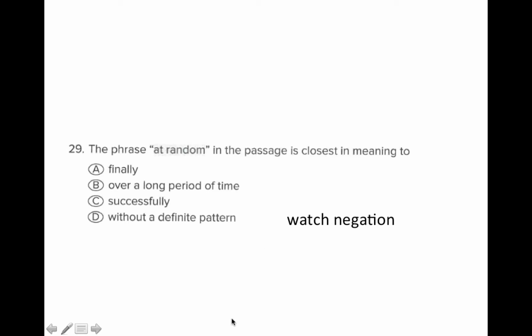So with answer choices that suddenly use the negation form and are singularly negated, that can be a signal that that is the correct answer. Something to look for is that one answer choice that has a negation. Something about that should maybe stand out to you. So in this case, something that happens at random happens without a pattern or without a definite pattern.